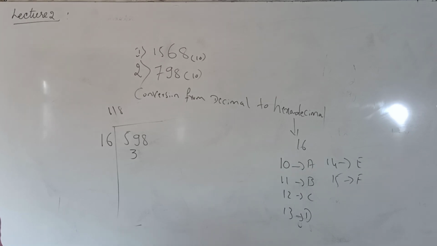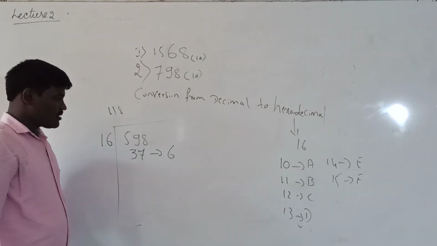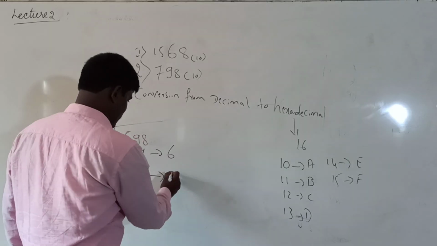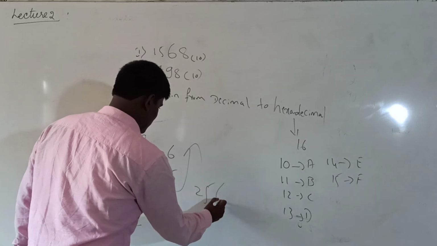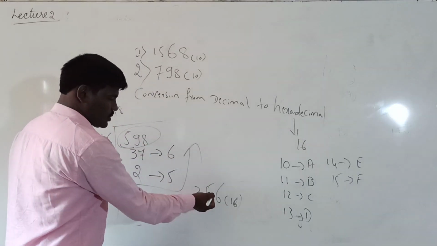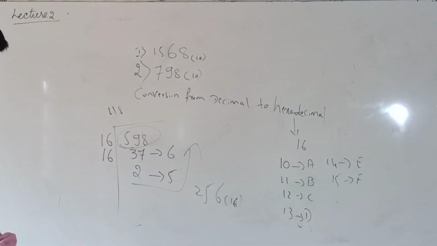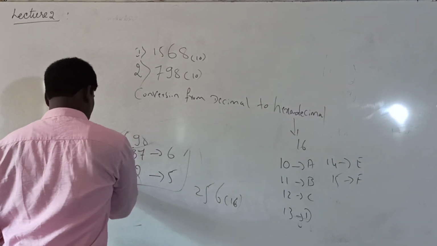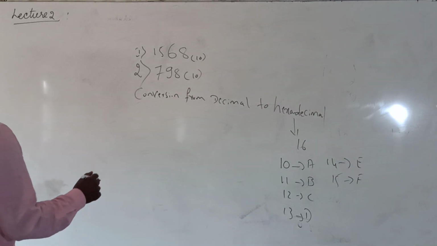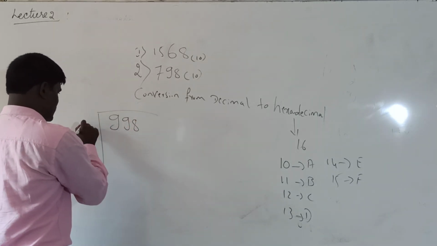Next is 16 7s are 112. Remainder is 6. Again 16 2s are 32. Remainder is 5. In the reverse order, you have to write the value. 598 is equivalent to 256 in hexadecimal. Okay. So another example. 998 divided by 16.